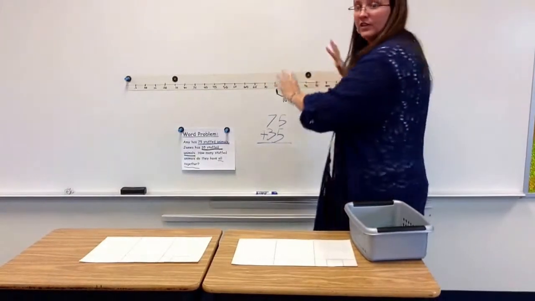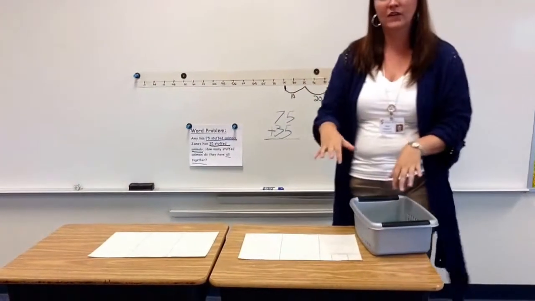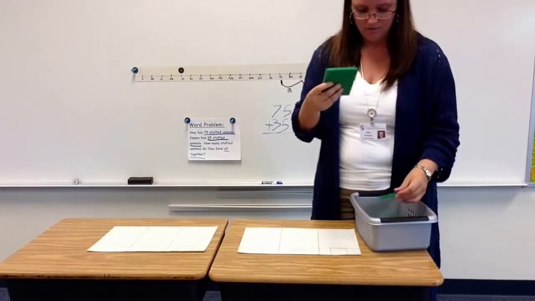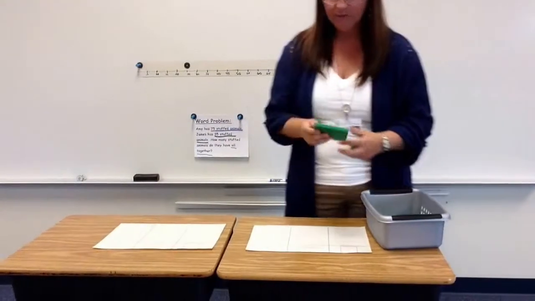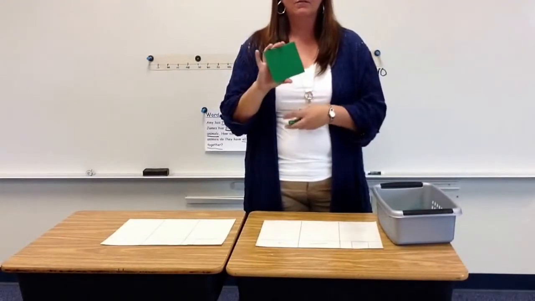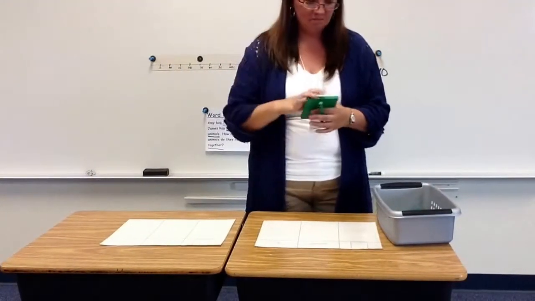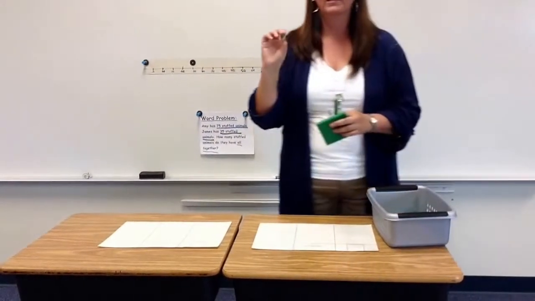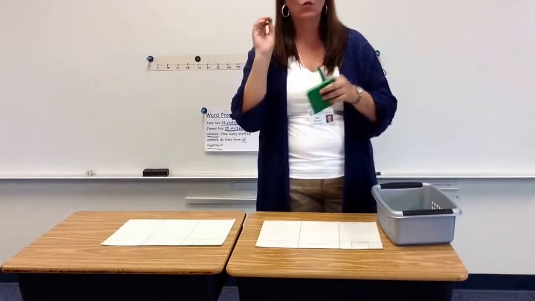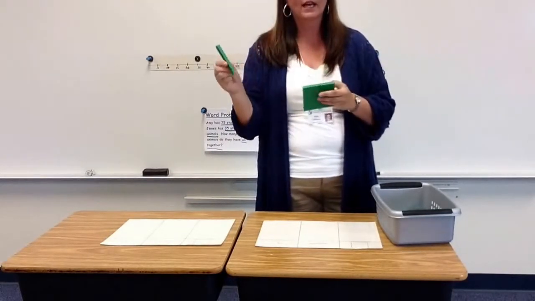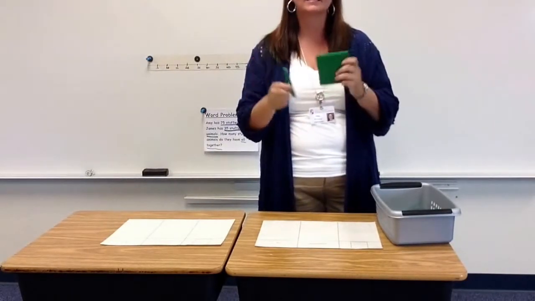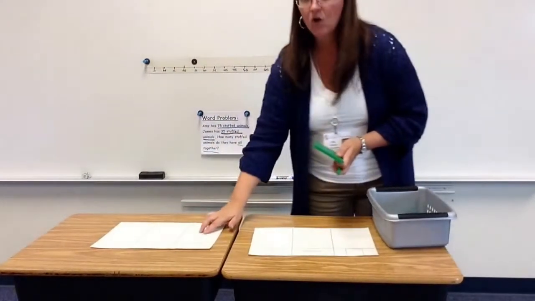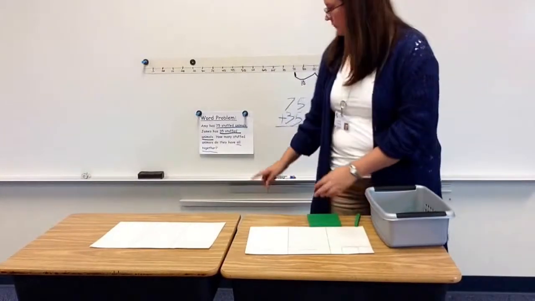Now, we've figured it out that way. We're going to figure it out now with our place value blocks. This is a 100 place value block. This is a 10, and this is a 1. It takes 10 ones to get a 10, and it takes 10 tens to get 100. So just keep that in mind as we are working these word problems.